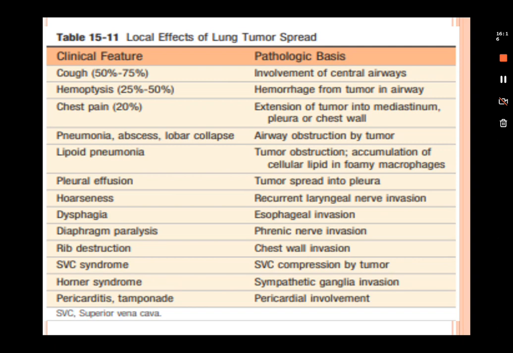So this again I've copied from your book only. Local effects of lung tumor spread. If the central airways are affected, you will have cough. Hemoptysis, if hemorrhage is occurring in the tumor, you will have blood in your cough. Hemoptysis, you know, blood in your cough. Extension of tumor into the mediastinum or pleura or chest wall. We know the parietal pleura is not painful, the visceral pleura is more painful. So whenever the tumor has gone in that pathway, chest pain will occur. If the airway has been obstructed, then pneumonia, abscesses, collapse, tumor obstruction and accumulation of cellular lipid and foamy macrophages, lipoid pneumonia.